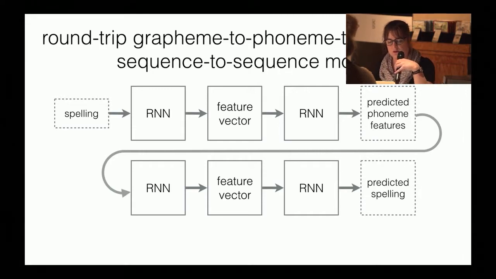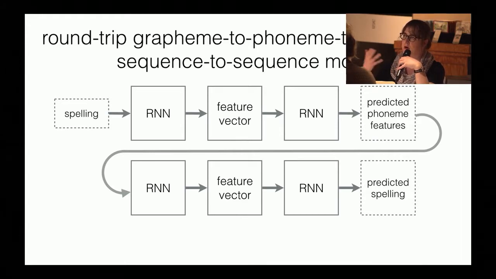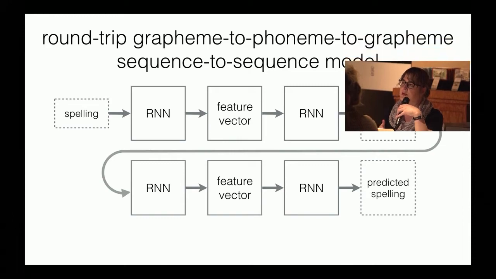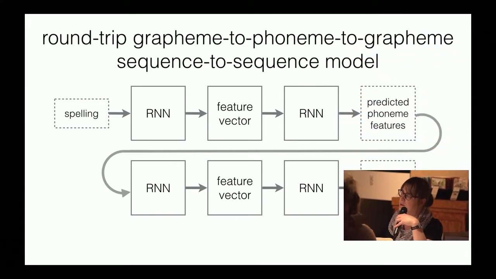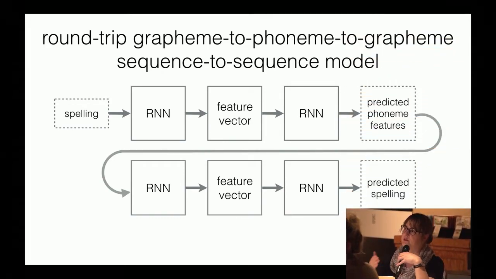Neural networks to the rescue. This is a block diagram of the neural network that I've been working with, that I made the architecture for and trained on the CMU Pronouncing Dictionary. Basically, it is a sequence of two sequence-to-sequence models, one that knows how to sound out words from spelling and the other that knows how to spell words based on how they sound.